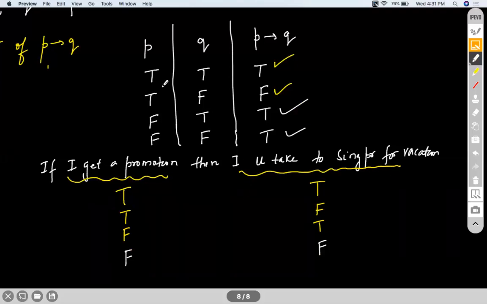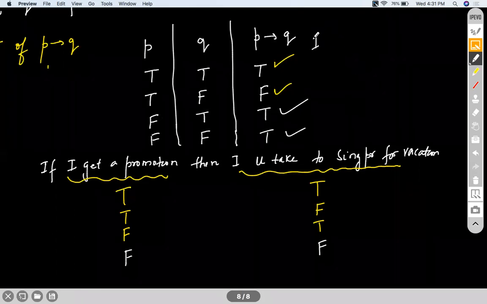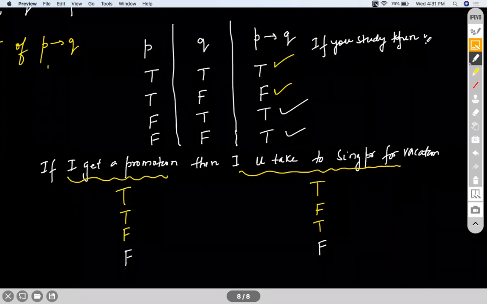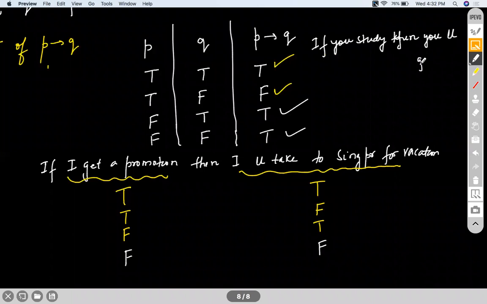But the idea is, if the antecedent becomes false, we do not care what my consequent is. Whether it's true or false, we do not care. Your implication will still be true. For example, if I say, if you study, then you will clear IIT. Okay, then you will get into IIT.